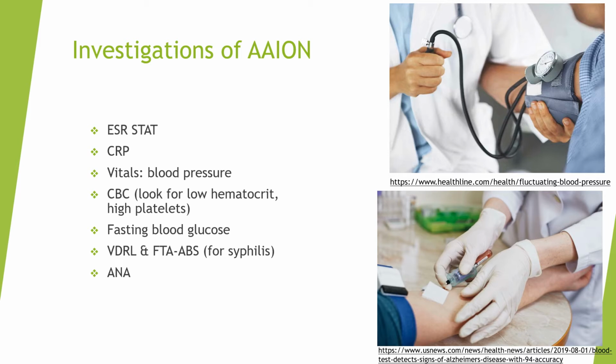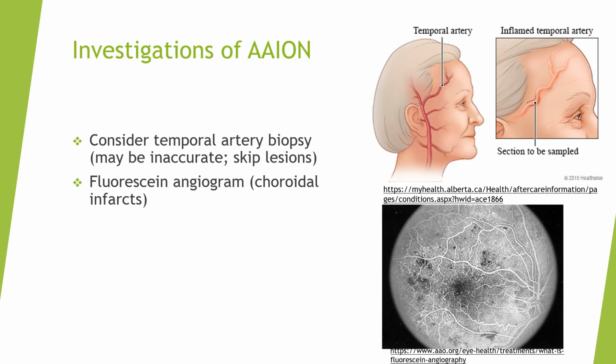The investigation of AAION includes a temporal artery biopsy. The biopsy is taken bilaterally and in 2 centimeter chunks. The reason that it is done that way, and such a big biopsy is taken, is because the nature of the lesions are skip lesions. So they may not be continuous along the temporal artery, and if we are unlucky, we may accidentally biopsy the normal presentation of an artery between the skip lesions.